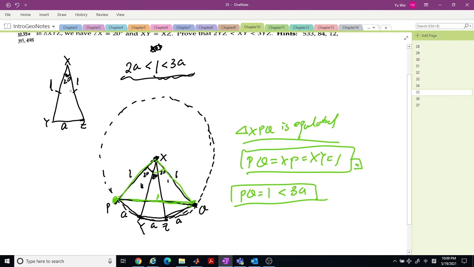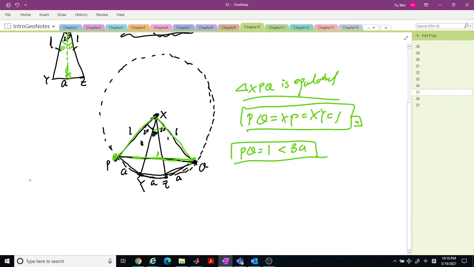So I use a little bit of a trick. I drop the height because the triangle is isosceles, right? So this is 10 degrees, and this is 10 degrees. So we know a is equal to 2 times the sine of 10 degrees. Then our goal is to prove that 2a, which is 4 times the sine of 10 degrees, is less than 1.